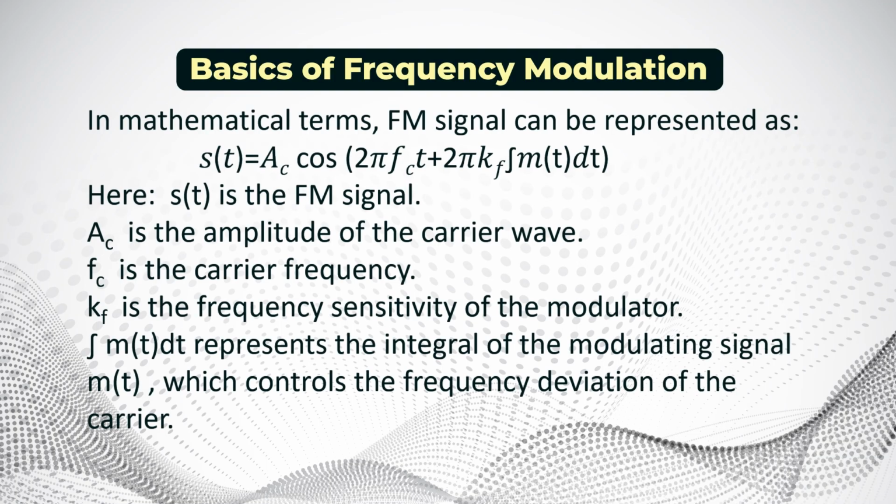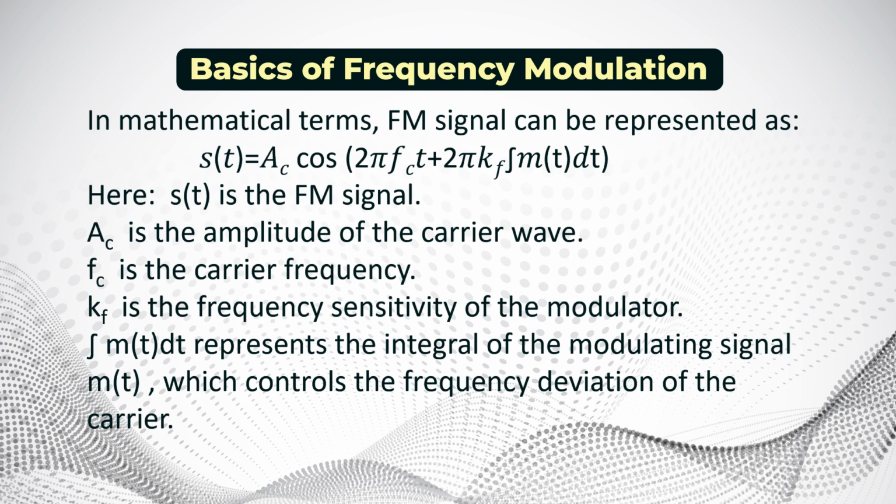Understanding the mathematical foundation of FM is essential for comprehending how this modulation technique operates on a theoretical level. We will cover the key formula, an equation that describes FM, which provides you with a deeper insight into its functionality and application. So, in mathematical terms, the FM signal can be represented as s(t) = Ac cos(2π fc t + 2π kf ∫ m(t) dt).